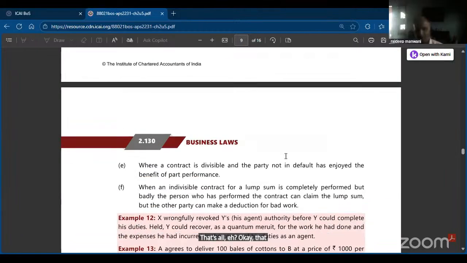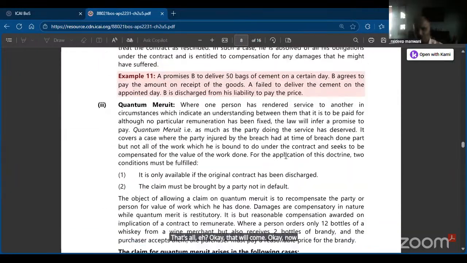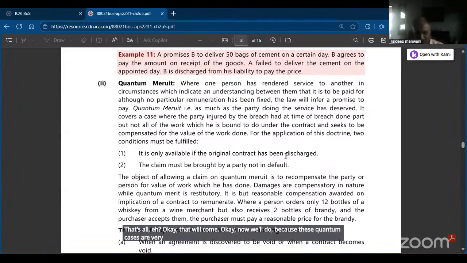Now we'll do this, because these quantum cases are very important. Just give me a minute. I'll explain this because this topic is very important.